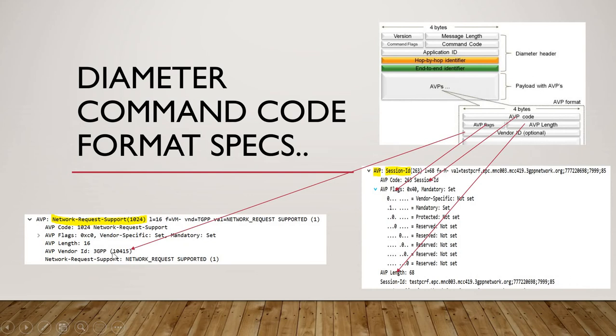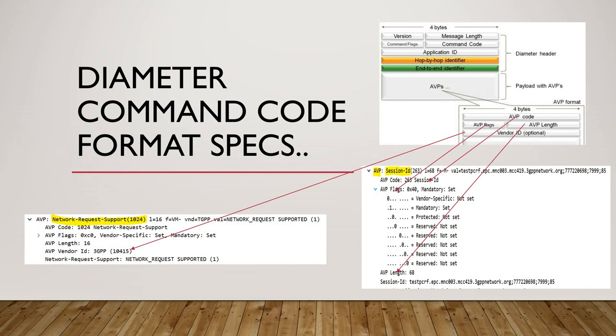The vendor ID is optional, and here I have shown the AVP vendor ID as 3GPP, 10415. So that particular vendor has ID 10415. Suppose another vendor X has ID 10415, and another vendor Y has, let's say, ID 11500. It differs from vendor to vendor, but other than the vendor ID, everything is neutral and will be the same as per the 3GPP RFC.